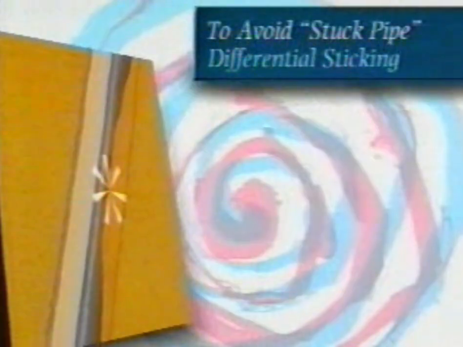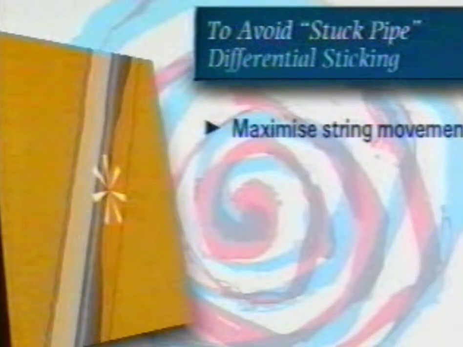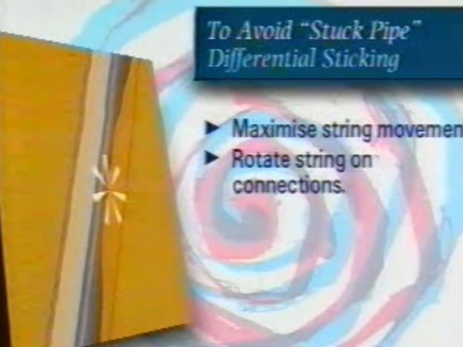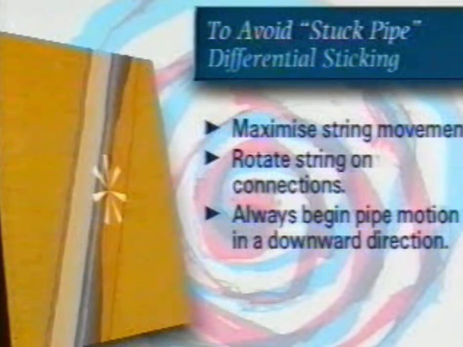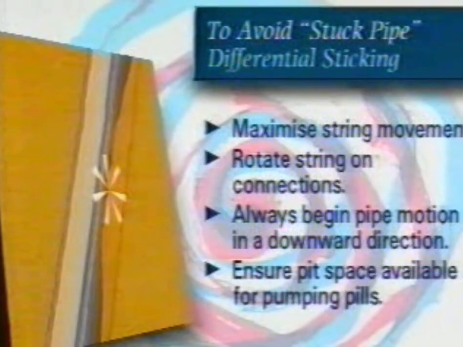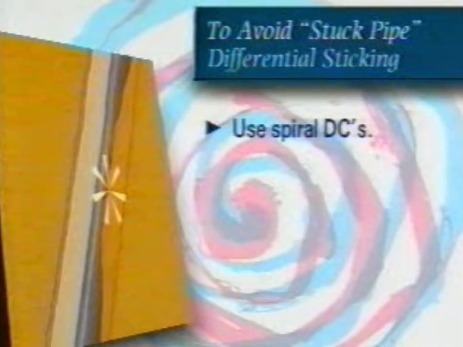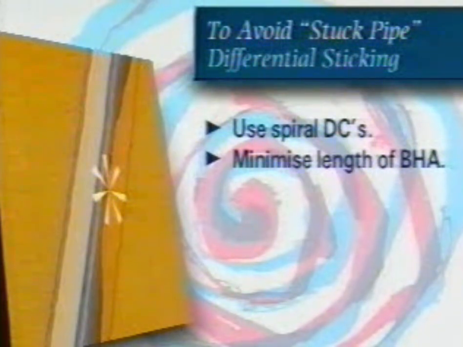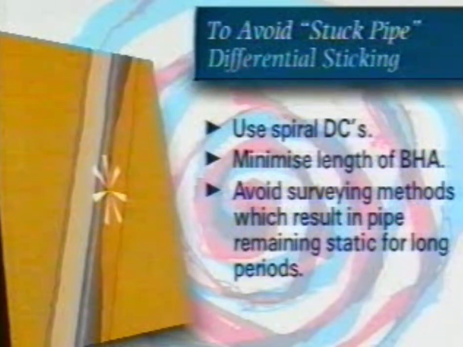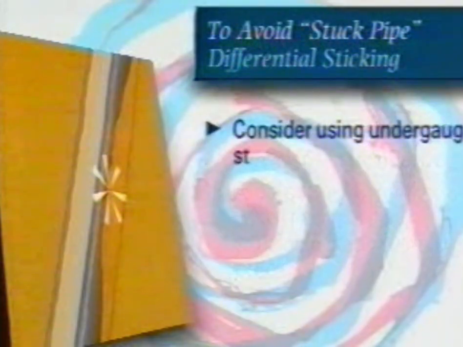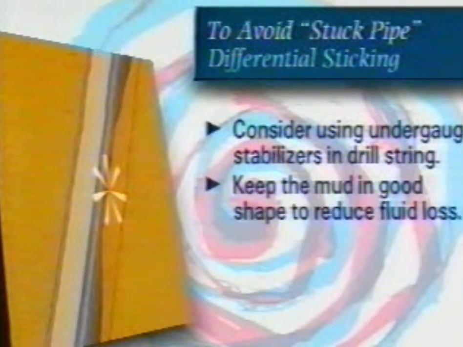To avoid stuck pipe caused by differential sticking, it is necessary to maximize the string movement. Rotate the string on connections. Always begin pipe motion in a downward direction. Ensure pit space is available for pumping pills. Use spiral DCs. Minimize the length of the BHA. Avoid surveying methods which can result in the pipe remaining static for long periods. Consider using undergauge stabilizers in the drill string. Keep the mud in good shape to reduce fluid loss.